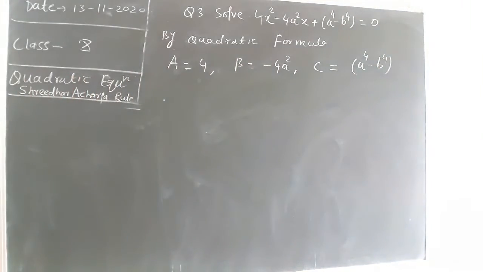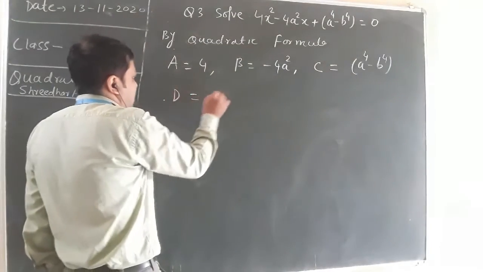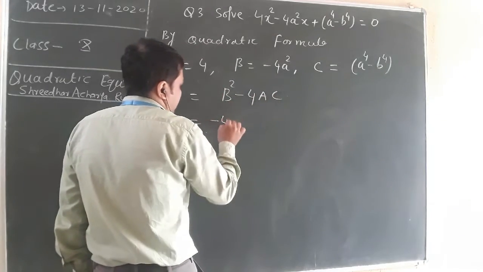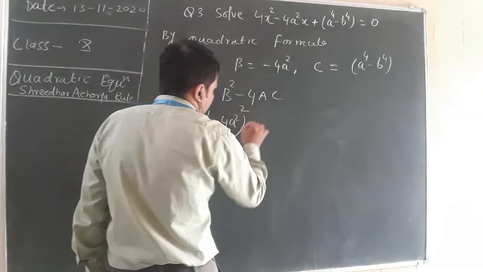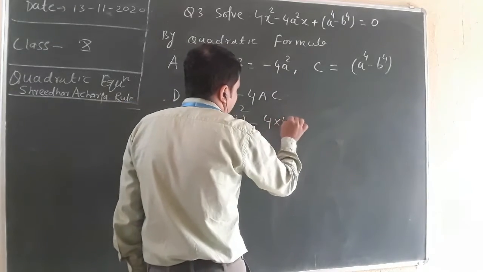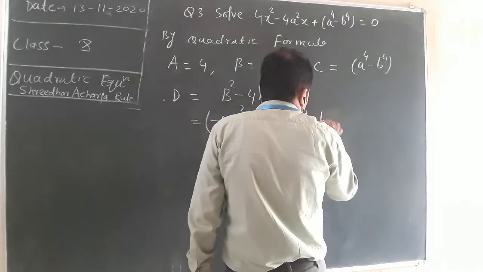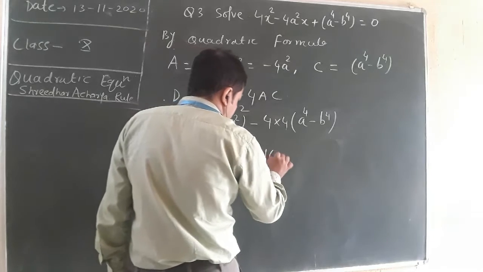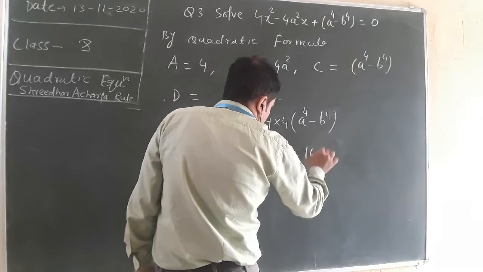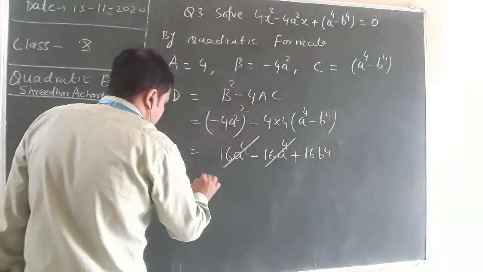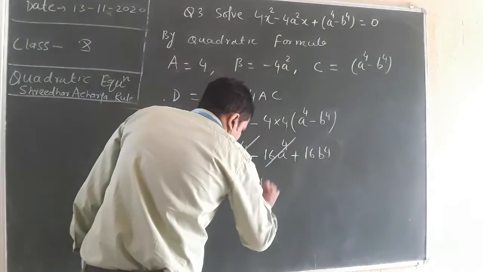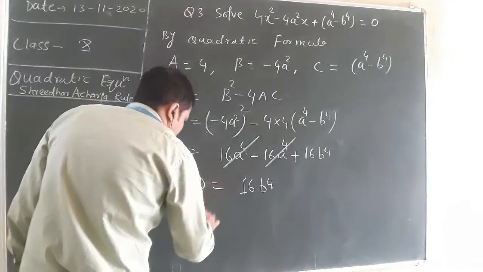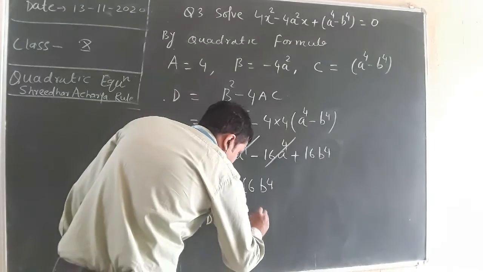Now D is equal to B square minus 4AC. Now B square will be minus 4a whole square, again minus 4 into A, that is 4 into C, that is a to the power 4 minus b to the power 4. So 16 a to the power 4 minus 16 a to the power 4 plus 16 b to the power 4. 16 a to the power 4 cancel, leaving 16 b to the power 4. So root D will be plus 4b square.